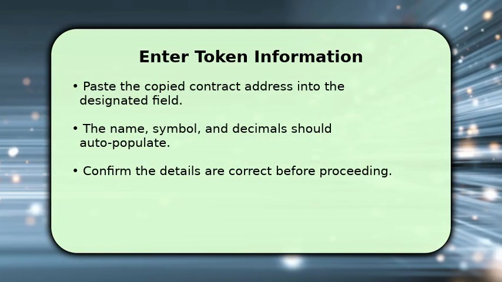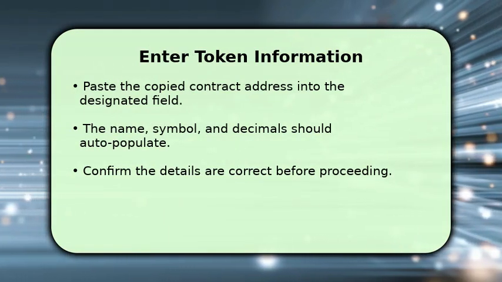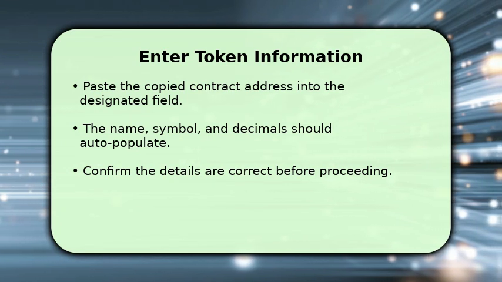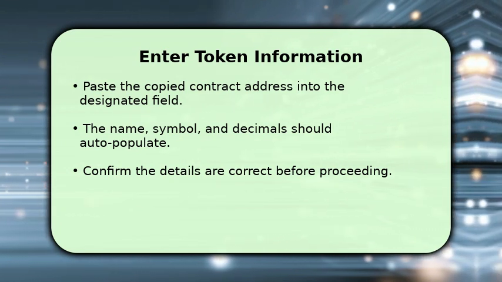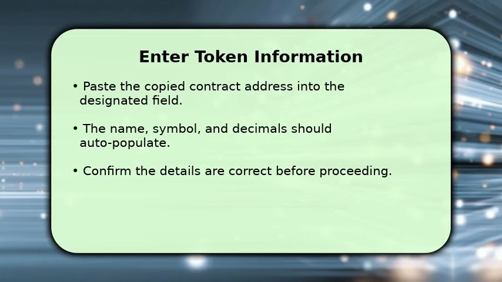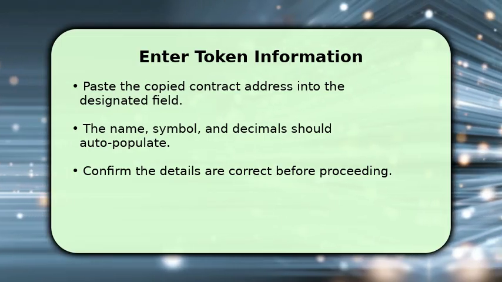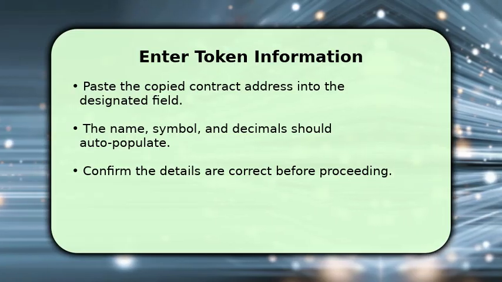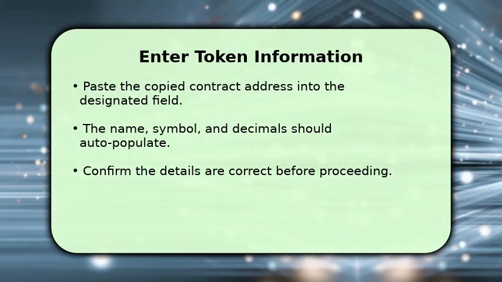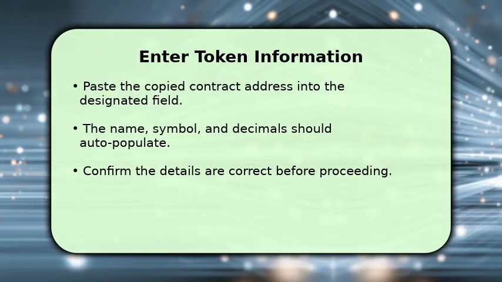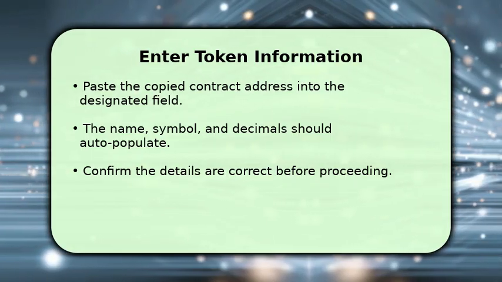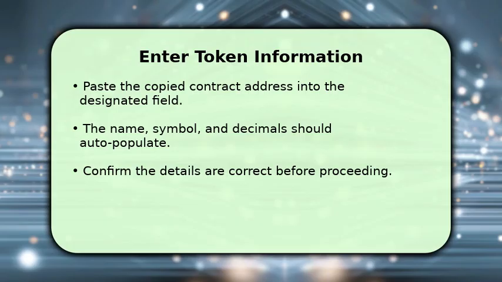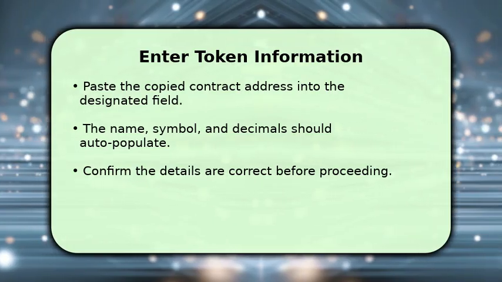Back in your Trust Wallet, paste the Qudbits contract address you just copied into the designated contract address field. In most cases, the token's name, symbol, and decimals will automatically populate once the address is entered. This is a good sign that you have the correct information. Always take a moment to double-check that these auto-filled details are accurate before moving on to the next step.